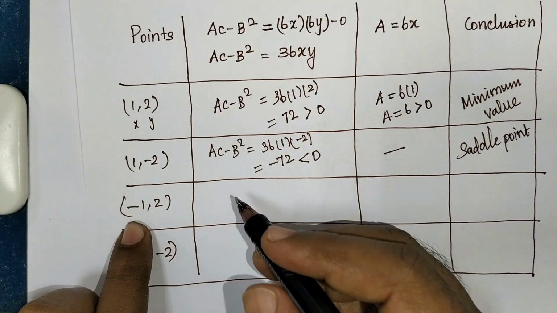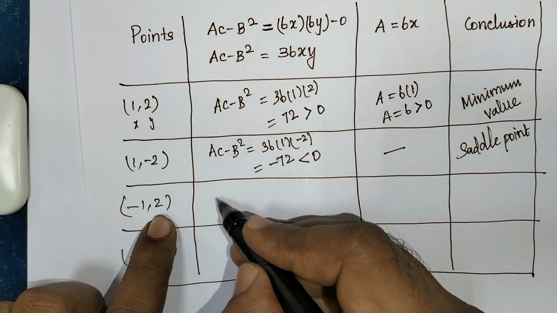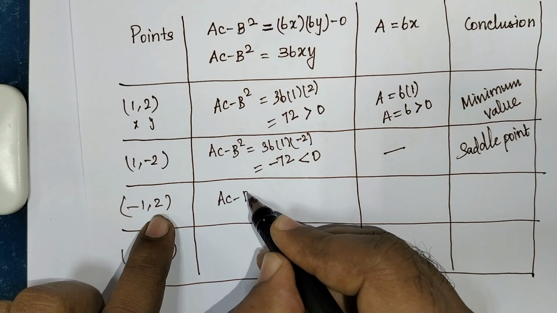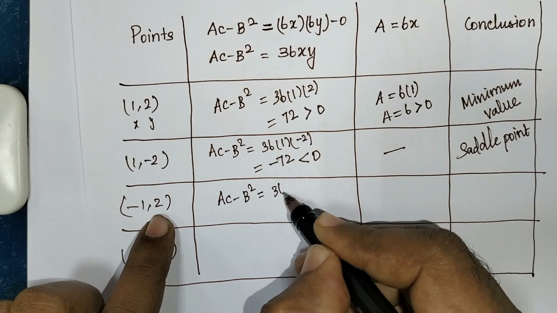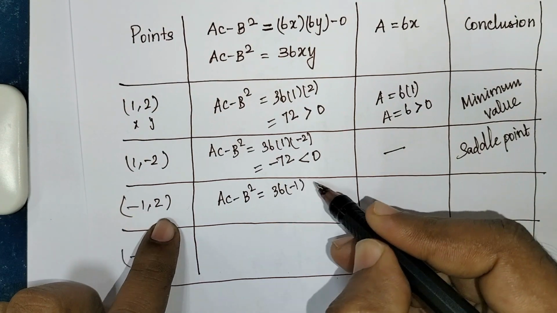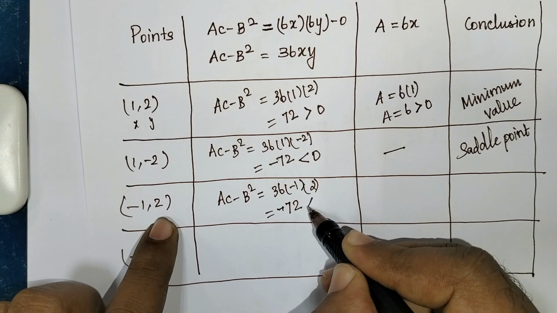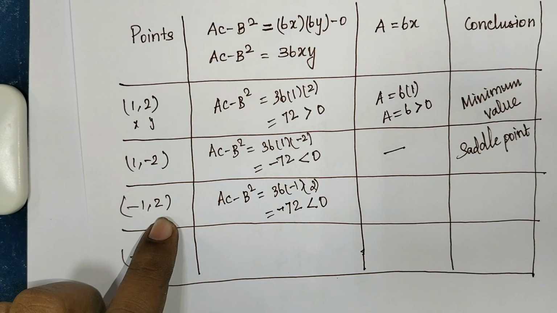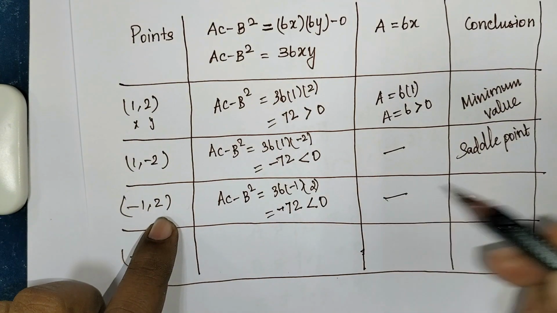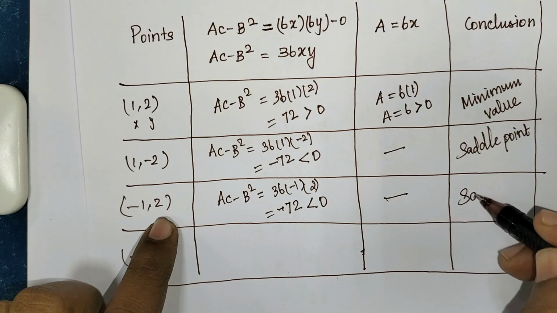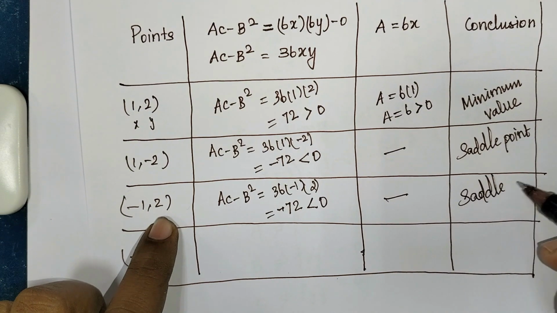Okay. Next I am going to substitute the point (minus 1, 2). AC minus B square equal to 36, x is minus 1, y is 2. Again I will get minus 72, which is also less than 0. Okay, so no need to find A. This point is also a saddle point.